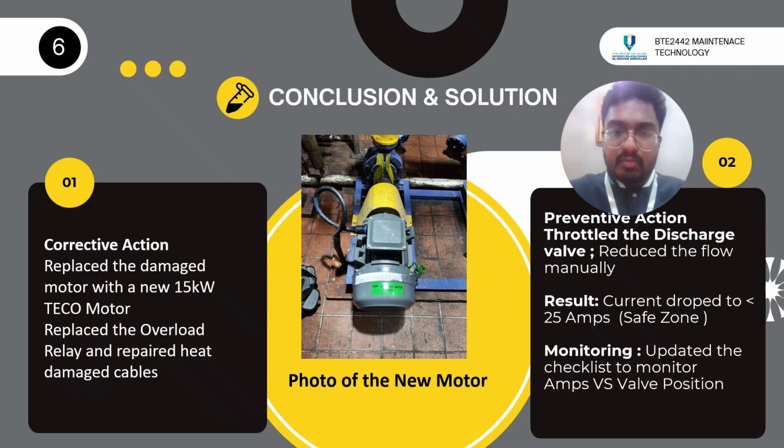Preventive action: throttle the discharge valve, reducing the flow, which we have to do manually. So currently the current drops to the 25 amps safe zone. 25 amps is now set for the motor, and during that setting we set the flow rate to around 50% only. Because of this, it helps to monitor the amps and the valve flow easily.